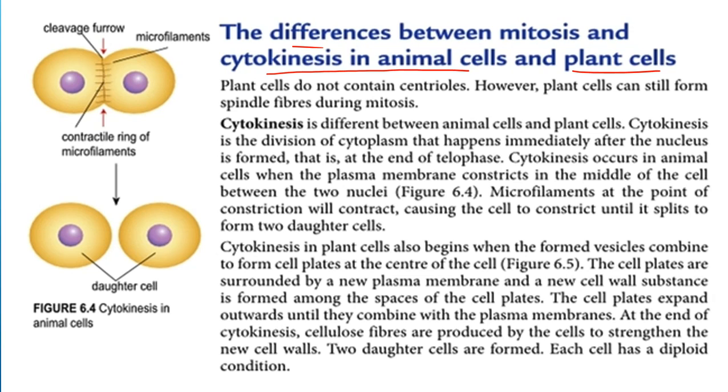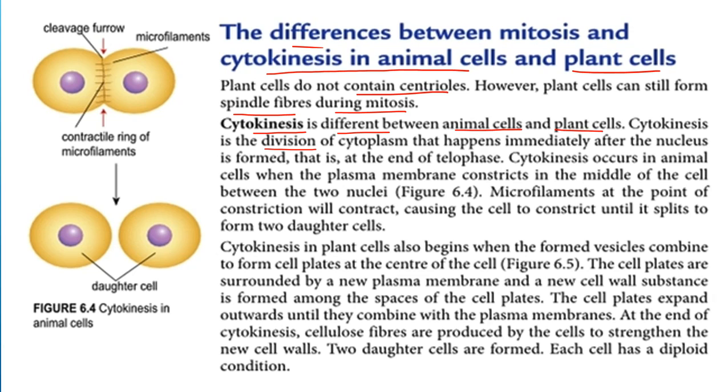Okay. Plant cells do not contain centriole. However, plant cell can still form spindle fiber during mitosis. Okay, remember plant cell dia tidak contain centriole, tetapi dia still can form spindle fiber. So cytokinesis is different between animal cell and plant cell.